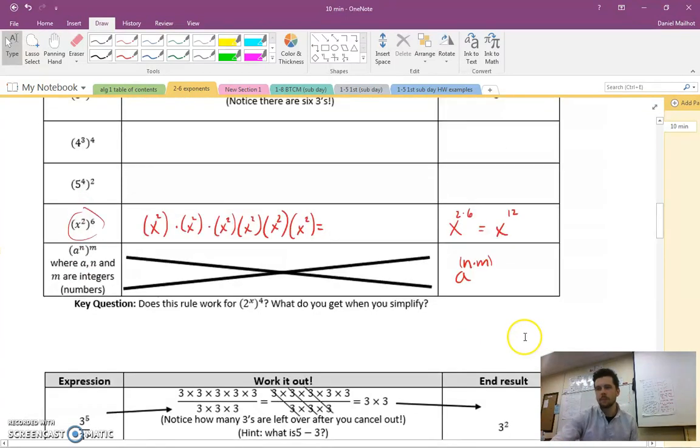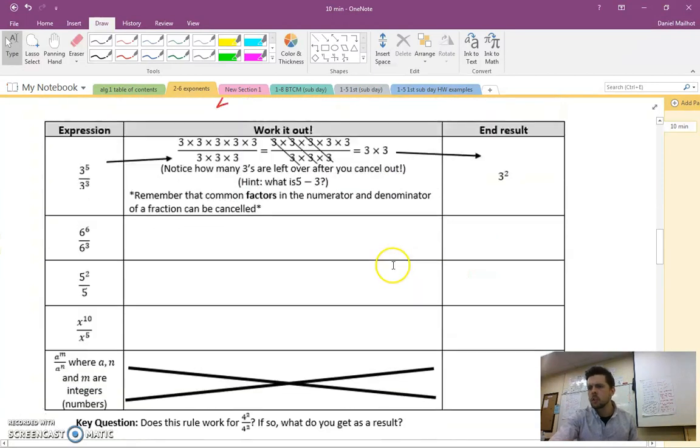Now, key question. Does that rule work for 2 to the x to the 4th power? Yeah, it does. You just multiply these exponents. 2 to the 4x. That's kind of cool, right? I don't know what this x is, but we can say, well, 2 to the 4x. Okay. Let's keep going. You should have tried this one too.